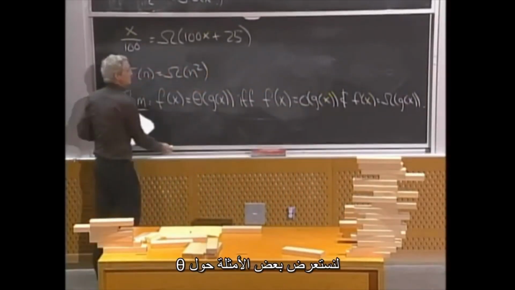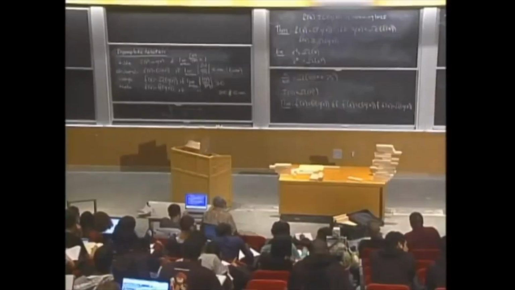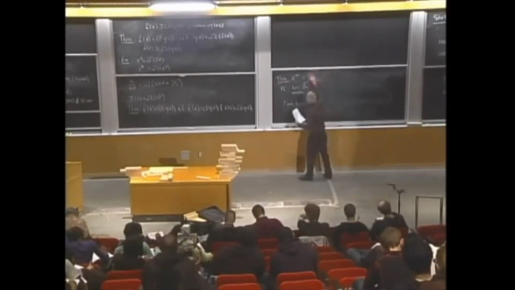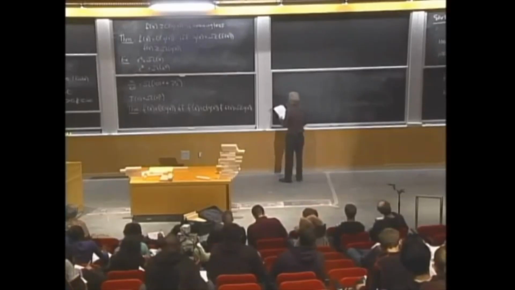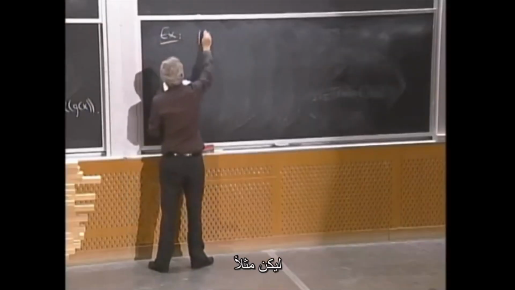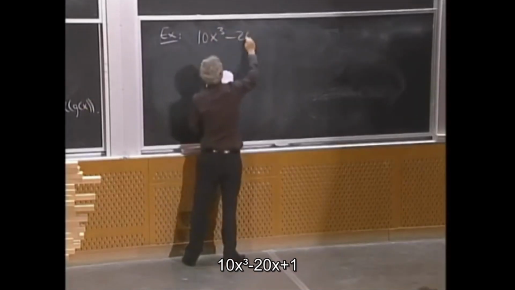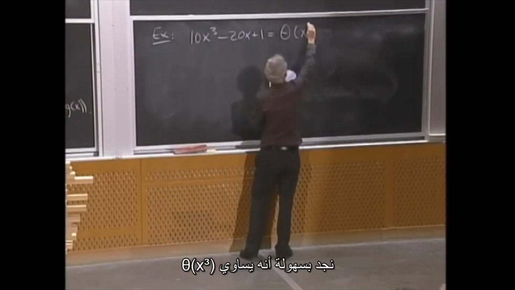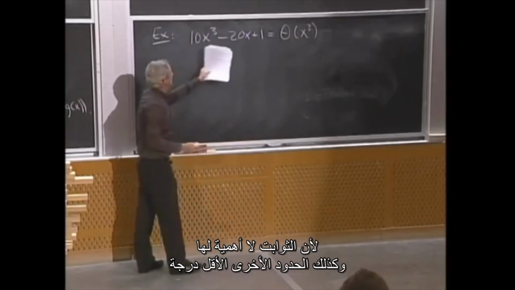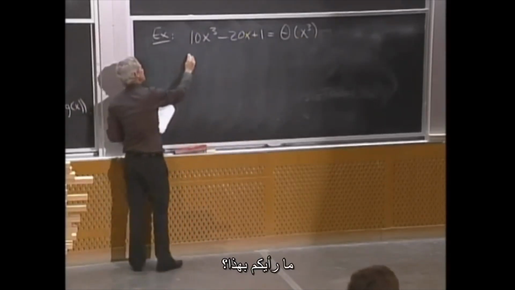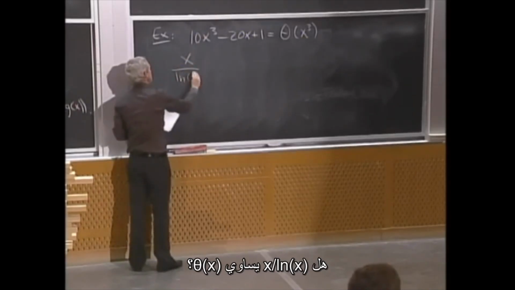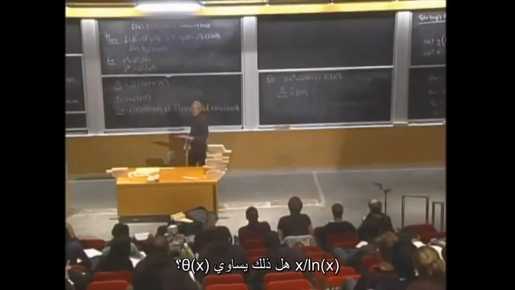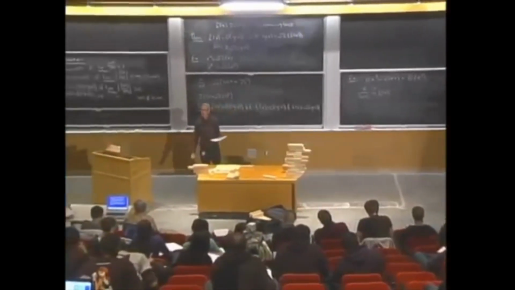All right, so let's do some examples of theta. For example, 10x cubed minus 20x plus 1 is more easily written as theta of x cubed, because the constants don't matter, the low order terms don't matter. What about this? Is x over log of x theta of x? People are nodding their heads.